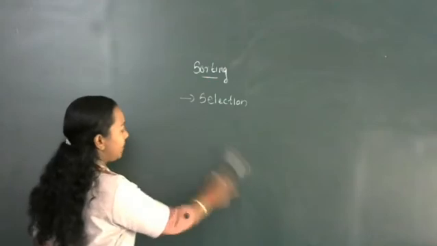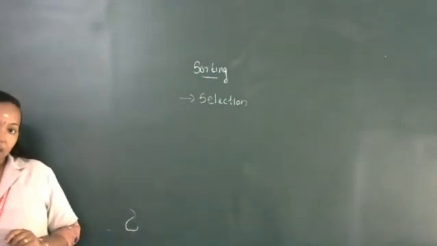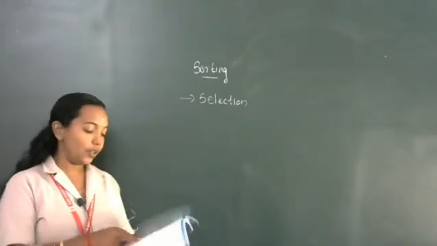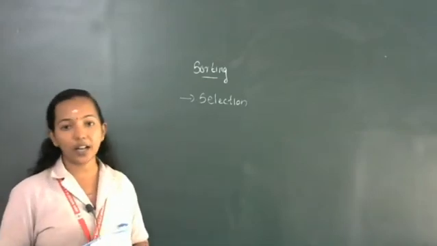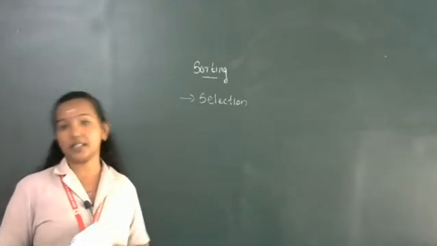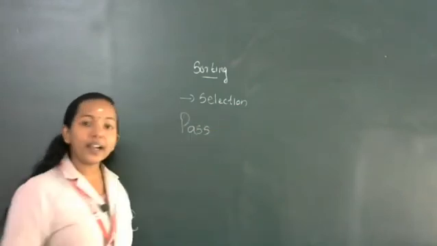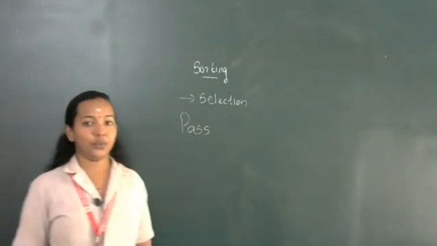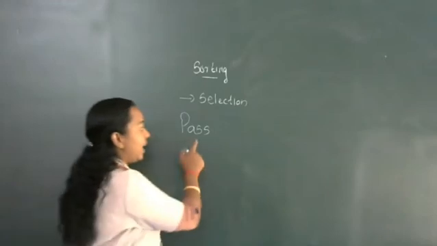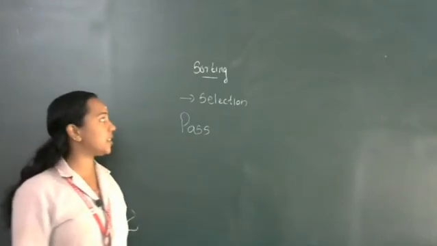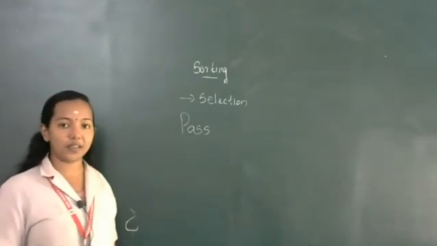So we will start with selection sort. With the help of a picture I will explain selection sort, and after that we can discuss the algorithm. First, what is meant by selection sort? In the selection sort algorithm, we are executing passes. If an array contains n elements, then you need to execute n minus 1 passes for executing selection sort.